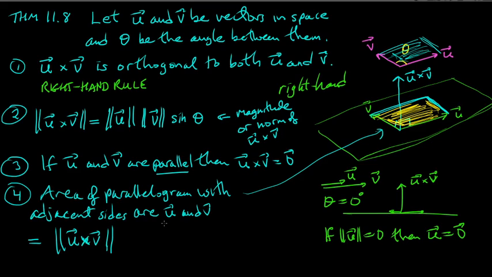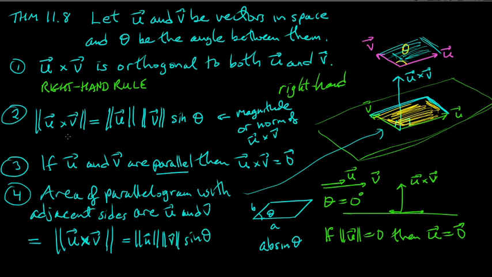In fact, another way to get the area of a parallelogram, I'm going to draw a little parallelogram here. Let's say this is side A, side B, and then this is angle theta. The area is just A times B times the sine of theta. So in this case, it's the magnitude of u times the magnitude of v times the sine of theta, which is the same formula that we got in part 2 up here. So number 4 just tells you that that number also represents the area of the parallelogram.